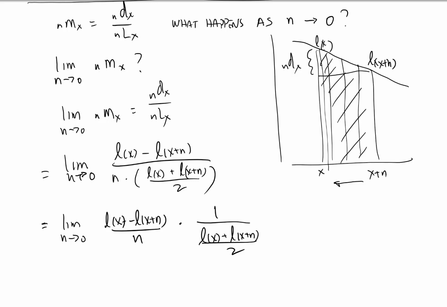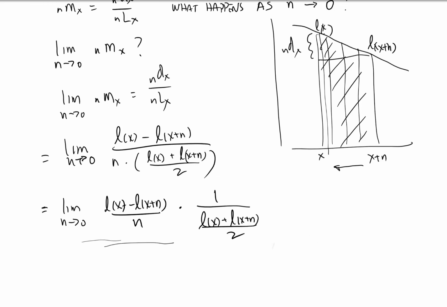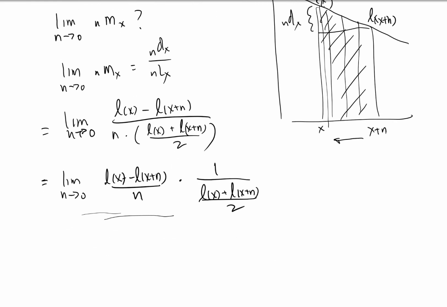And what is this thing? What is this piece? If you look at that, it is the limit as n goes to 0 of the difference between two pieces divided by n. That's the slope. That's actually the negative slope. And what is this thing? This thing was supposed to be the average of these two. So this piece is going to go to 1 over l of x.